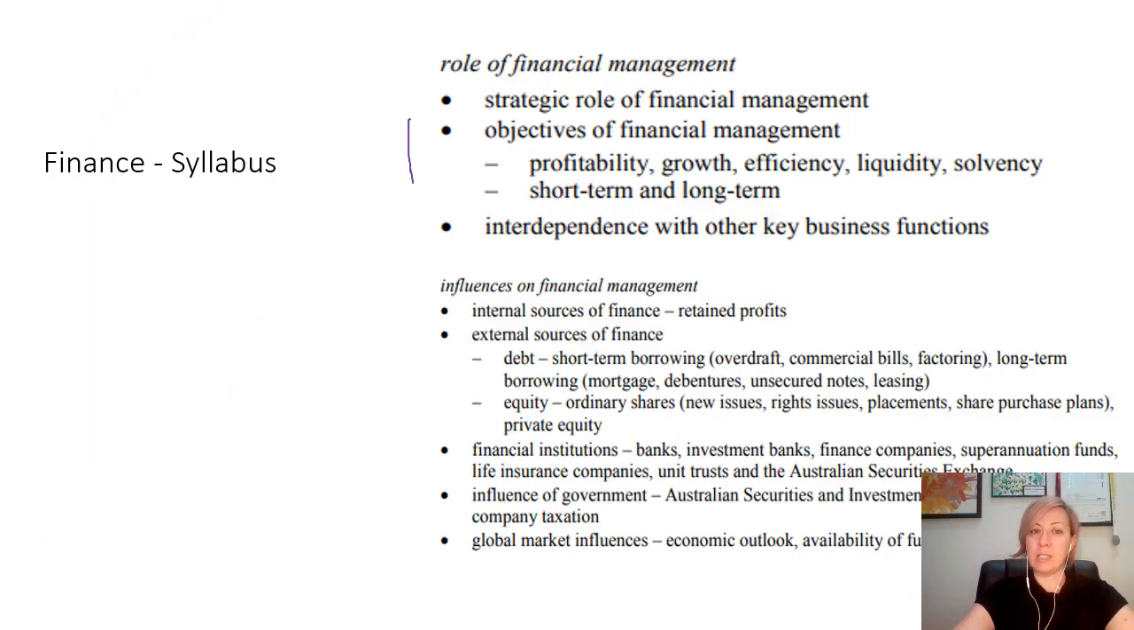So as I said, today we're going to go through these. So we're going to look at the objectives of financial management, and we're going to look at the profitability, growth, efficiency, liquidity and solvency. And they're the objectives that your financial ratios are based on. Then we'll have a look at short-term and long-term goals, and then we'll look at the interdependence with the other key business functions.